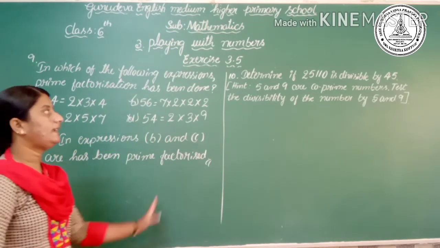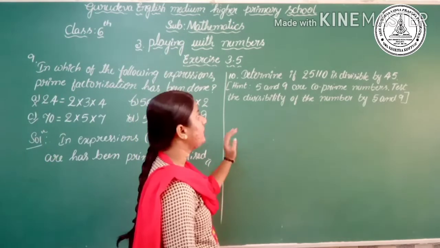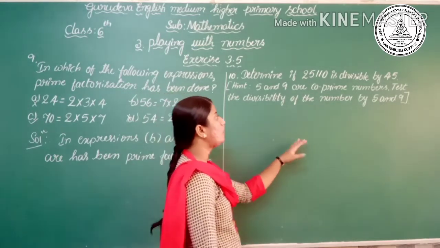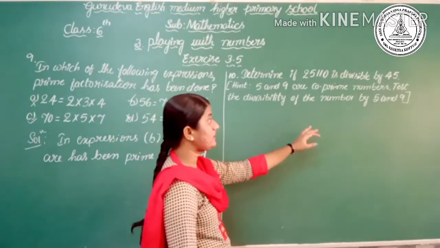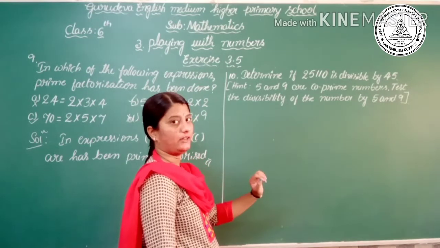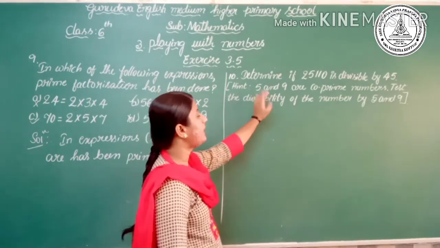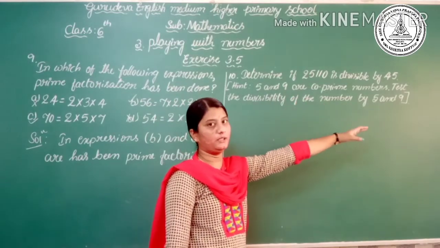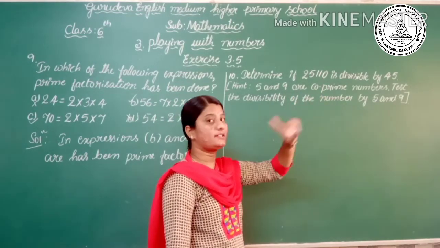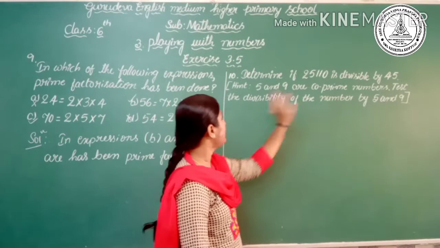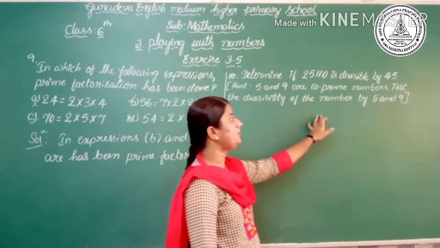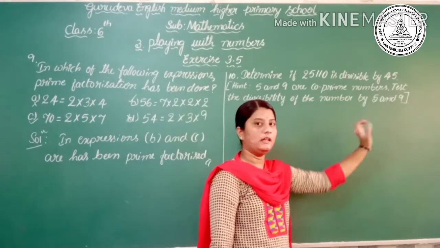Okay. Yes. Then let's go to the 10th question. Determine if 25,110 is divisible by 45. Here they have given one hint: 5 and 9 are co-prime numbers, meaning their common factor is 1. Test the divisibility of the number by 5 and 9.